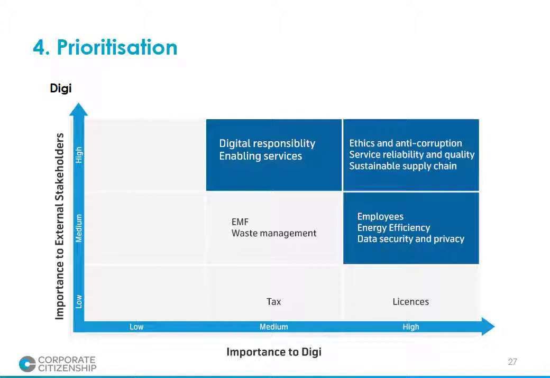the issues that matter. So in the top right-hand corner, you have the 3 most material issues for Digi, which are ethics and anti-corruption, service reliability and quality, and sustainable supply chain. But again, Digi are not indicating a particular prioritization between those 3 issues. They're saying those 3 are the top, most important for the business and for its stakeholders.